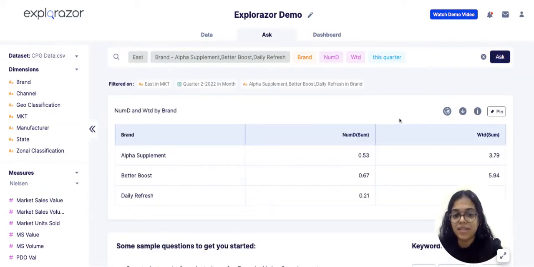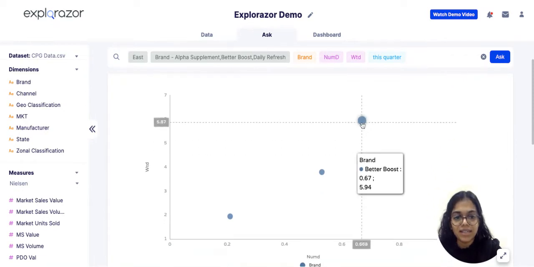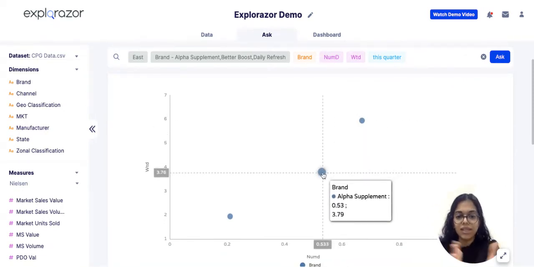So, okay, this gives me the numeric distribution and weighted distribution for the current quarter. Let's visualize this into a scatter plot. And now I can see that one of my competitors is doing the best, and Alpha Supplement is actually in the middle of the spectrum of my competition.